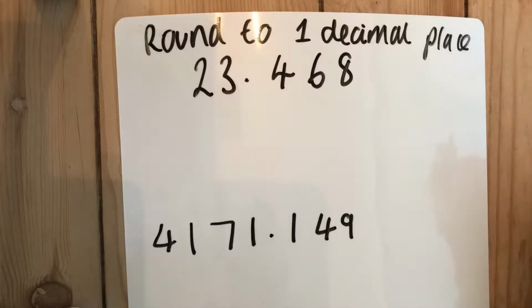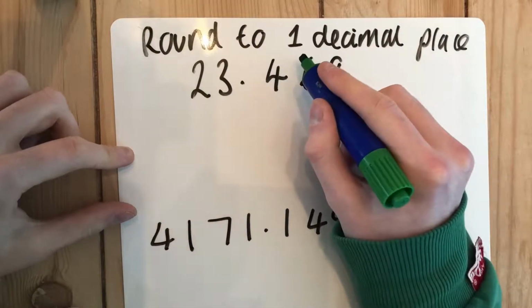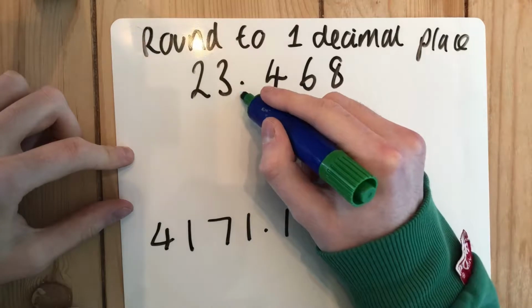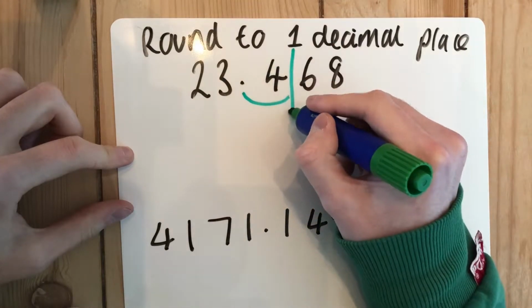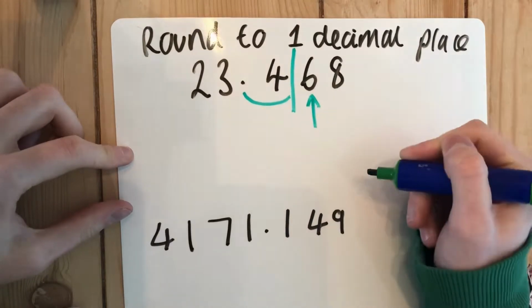Okay, so if you get a question that asks you to round to a certain number of decimal places, always start at the centre at the decimal point. This one asks me to round to 1 decimal place, so I count 1 place in, I draw my cut-off point. I am interested in the number to the right of that line.